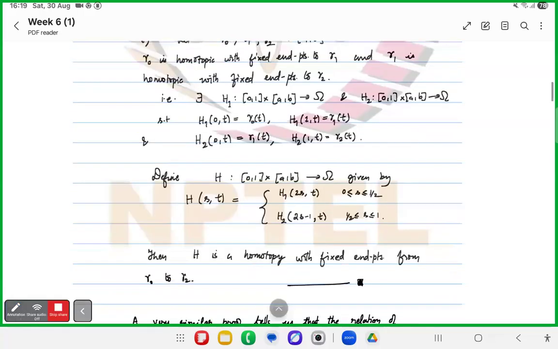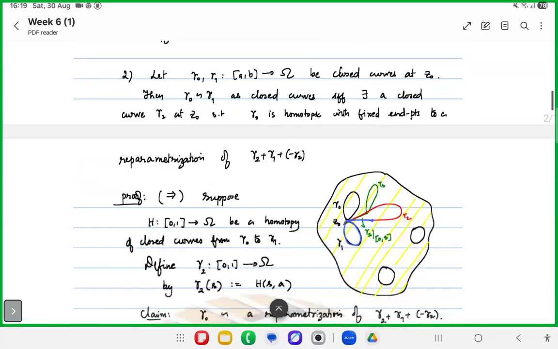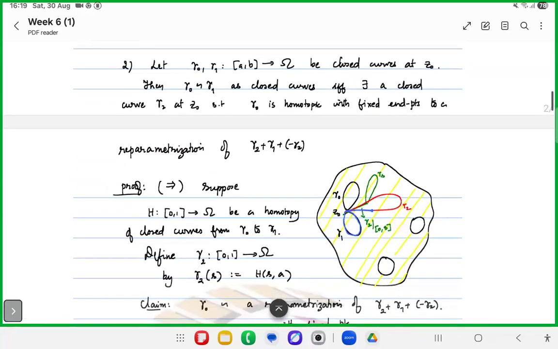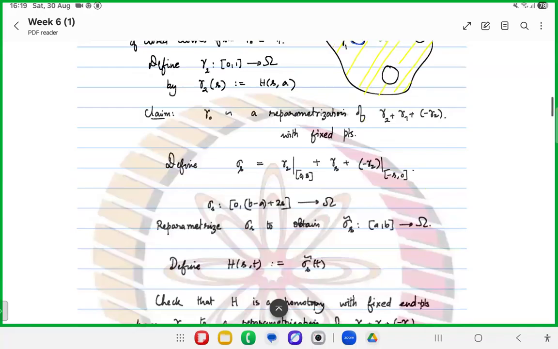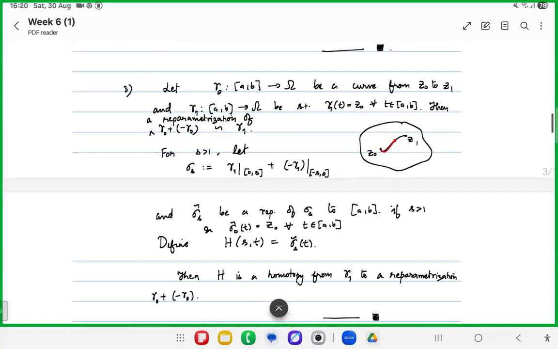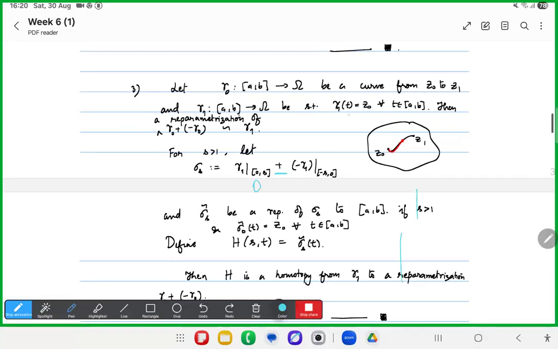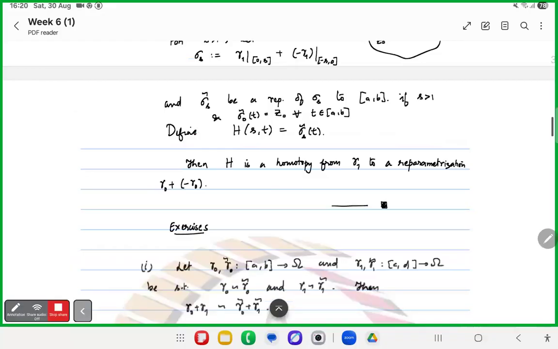So we are here. The third part is that gamma naught minus gamma naught. If you add them, you get a constant curve, or gamma 1 is equal to z naught every time. So this is homotopic to constant. So here we have some exercise.